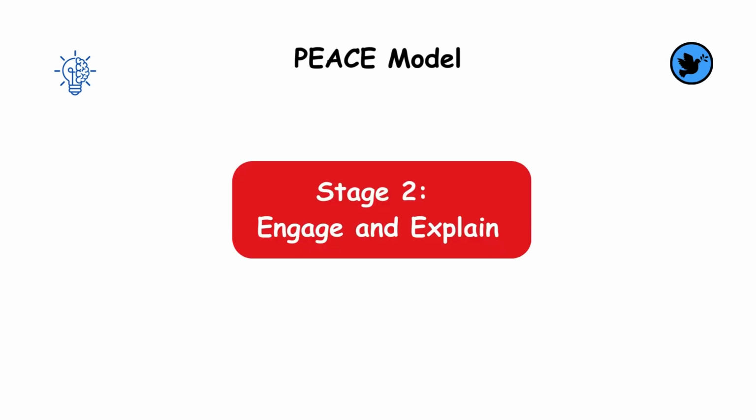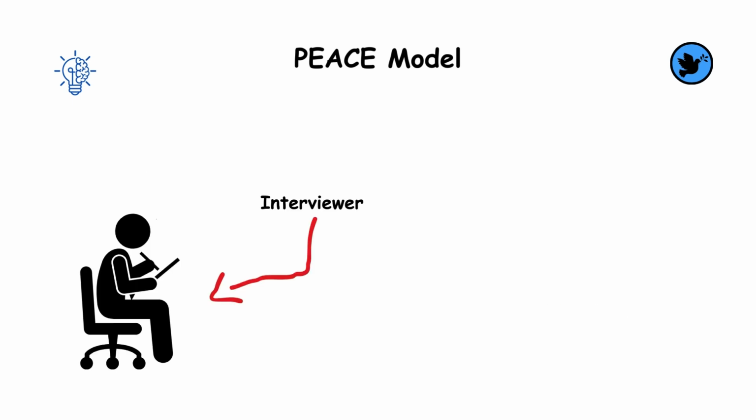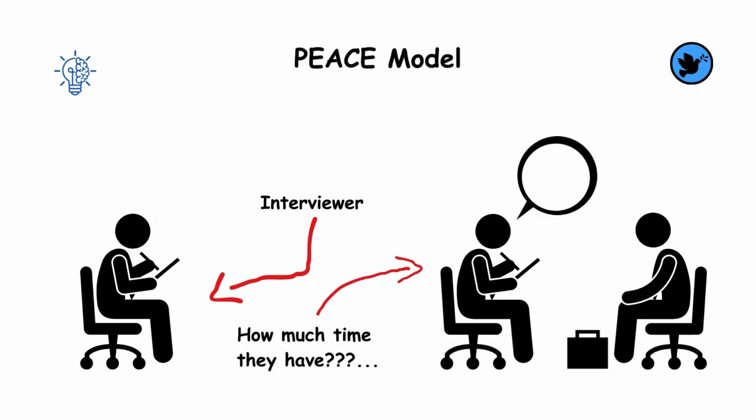Stage 2: Engage and explain. The interviewer builds rapport with the suspect by asking how they prefer to be addressed, how much time they have, and offering reassurance if they seem anxious.